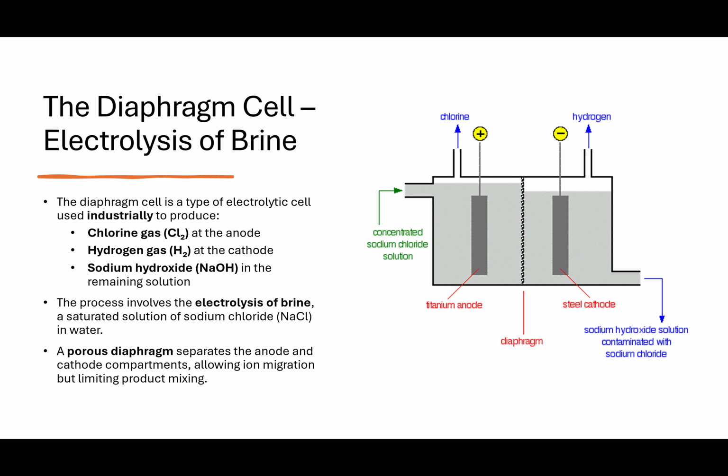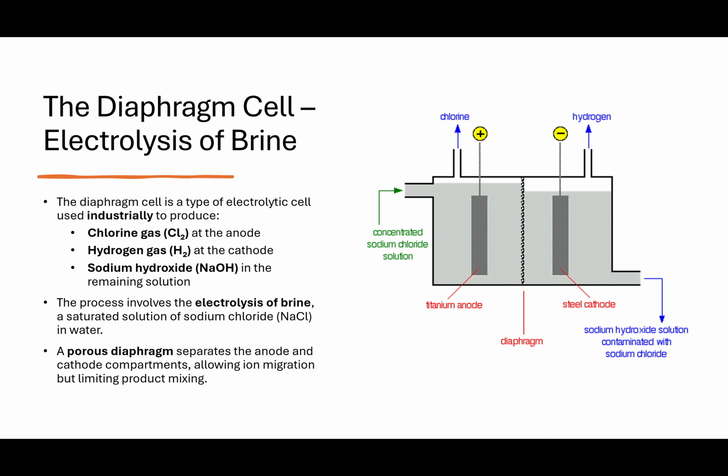So let's have a look at this: the diaphragm cell and the electrolysis of brine. So this is the first part. We know that the diaphragm cell is generally the typical way we industrially produce chlorine gas, hydrogen gas, and sodium hydroxide, with the sodium hydroxide remaining in solution. So we produce chlorine gas at the anode, hydrogen gas at the cathode, and sodium hydroxide is generally remaining in the solution that we can take off.